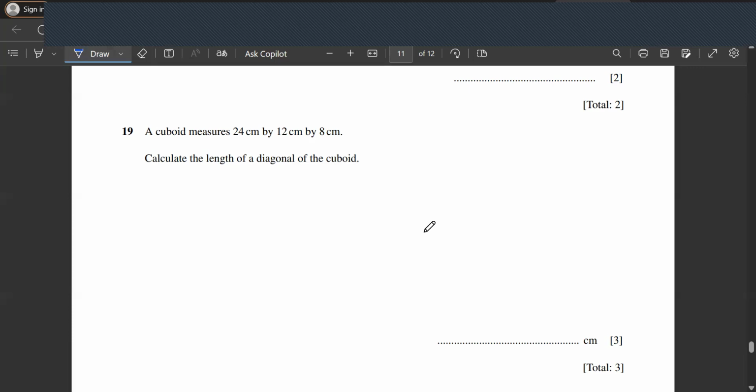What should I do? Just use Pythagoras twice. That's it. I'm going to use Pythagoras twice. Look here, I'm going to draw it to know if you are not imagining it. Look here.